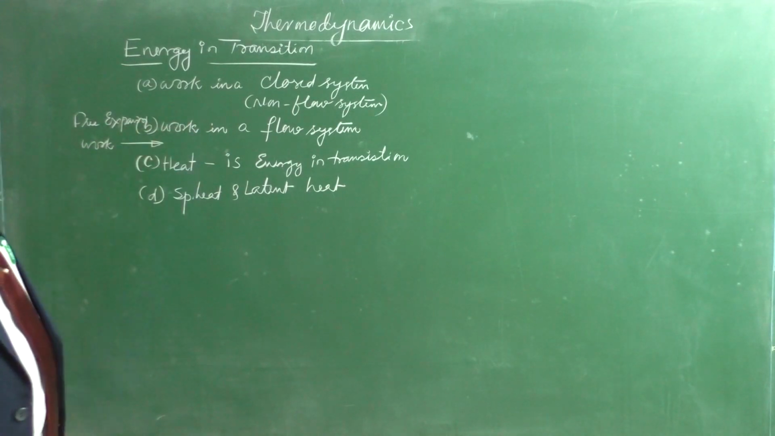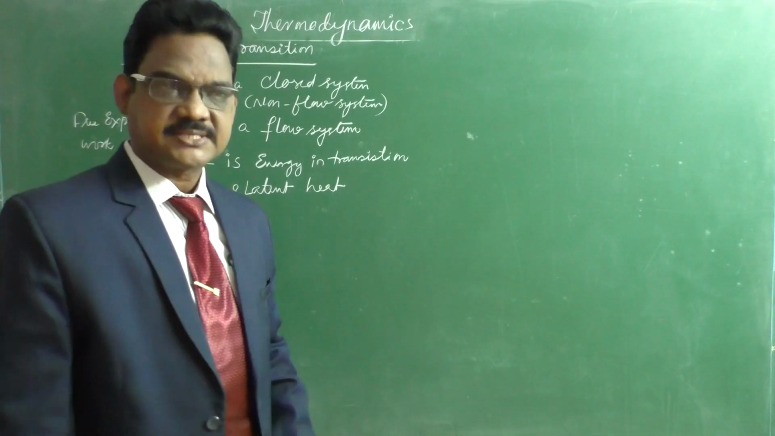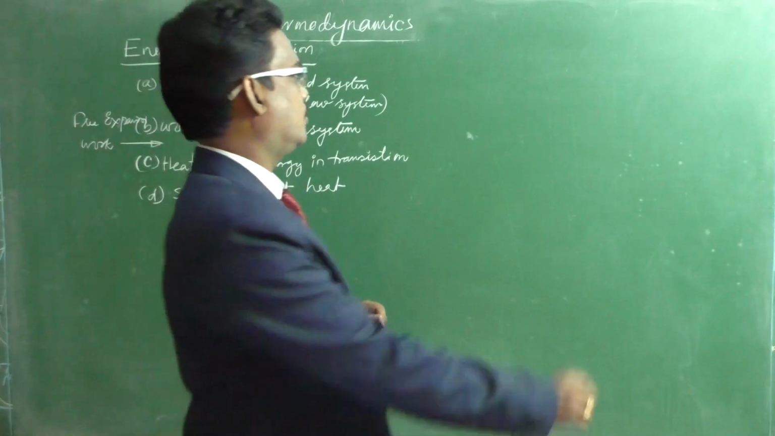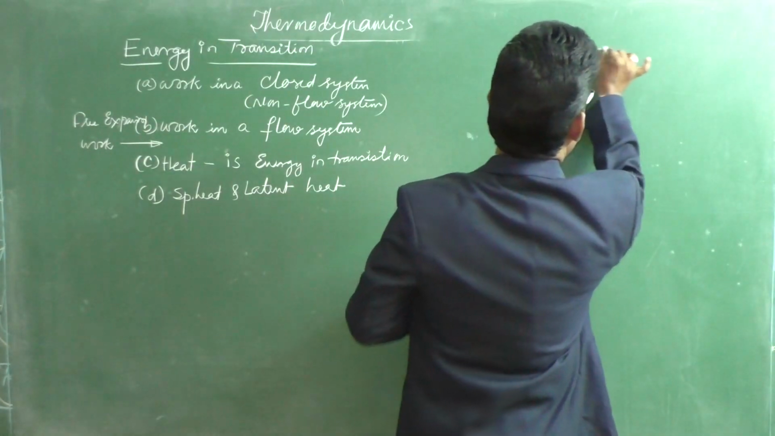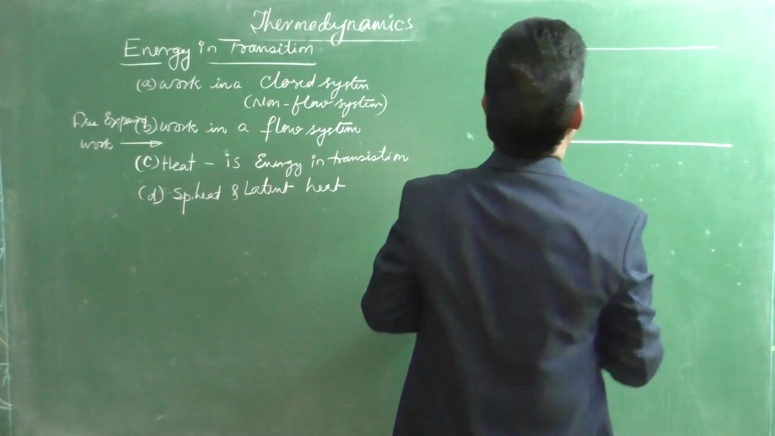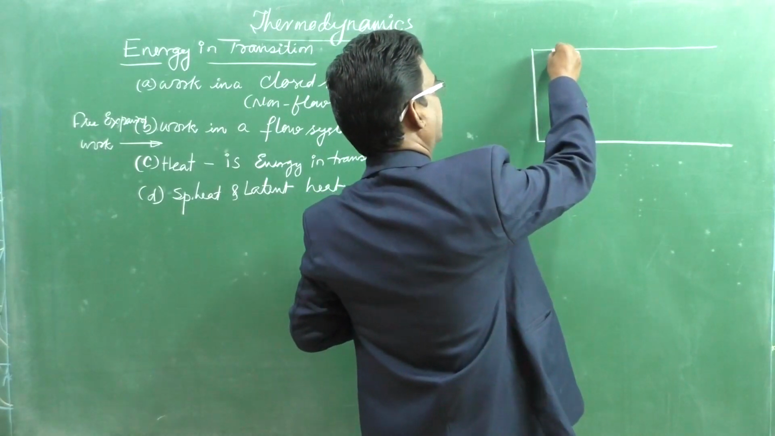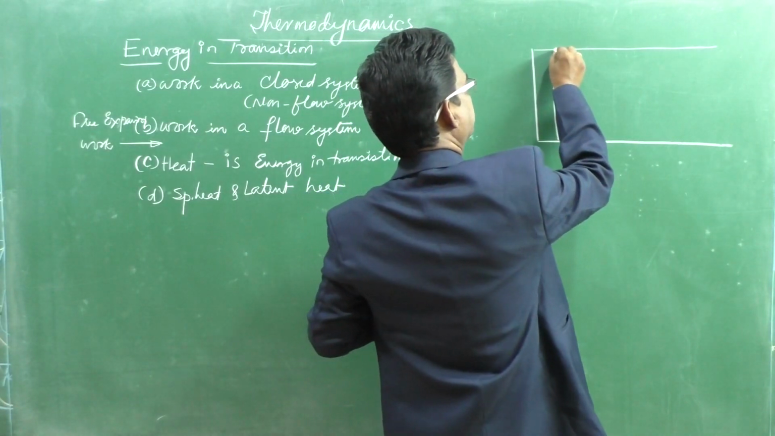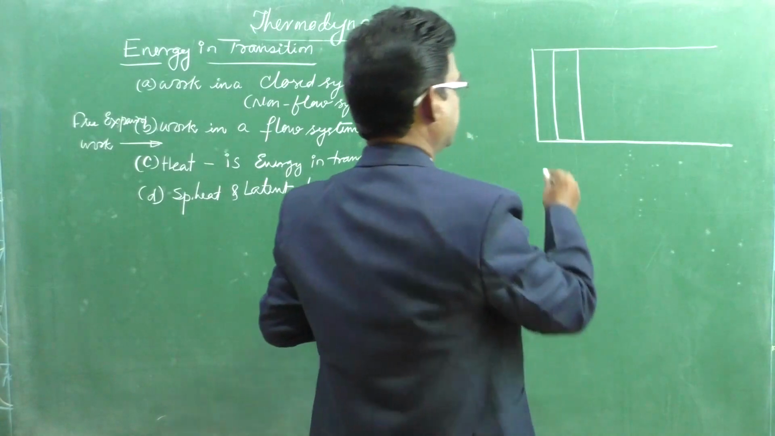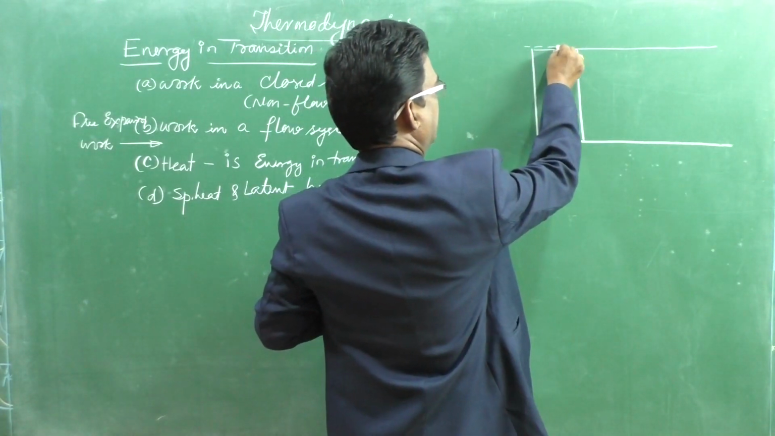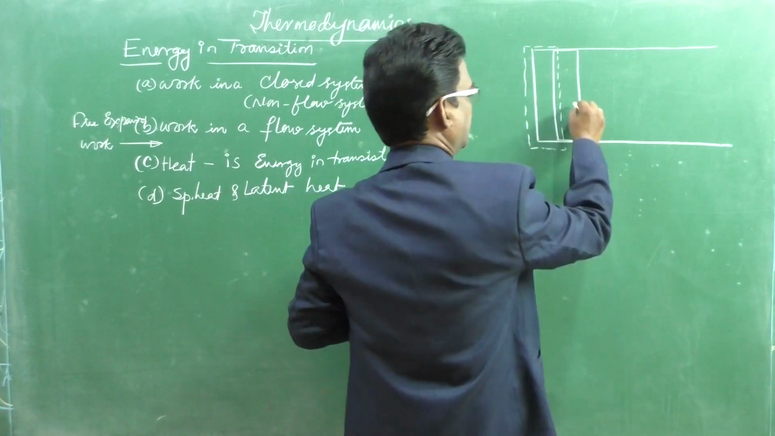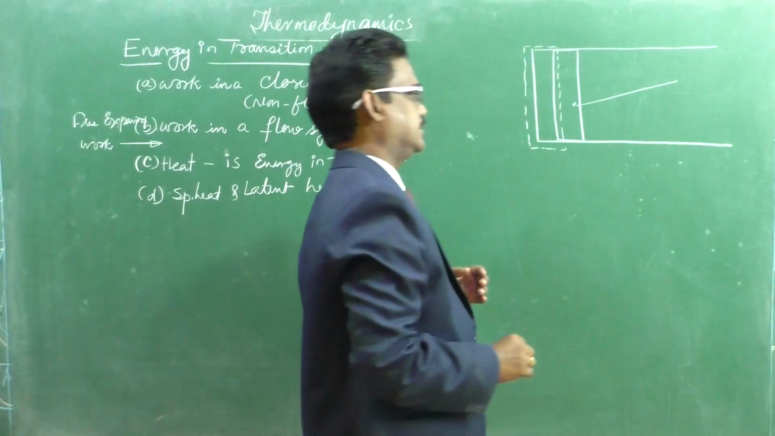First, work in a closed system. Already we discussed in the last video reversible work. In the reversible work, what we consider? First we consider the cylinder. After that, a frictionless piston. It is enclosed with air, and we consider this as a system. Okay, and a connecting rod, it is like this.